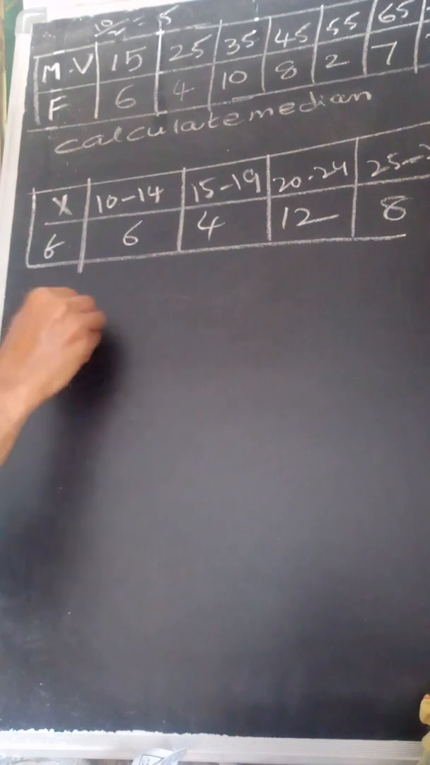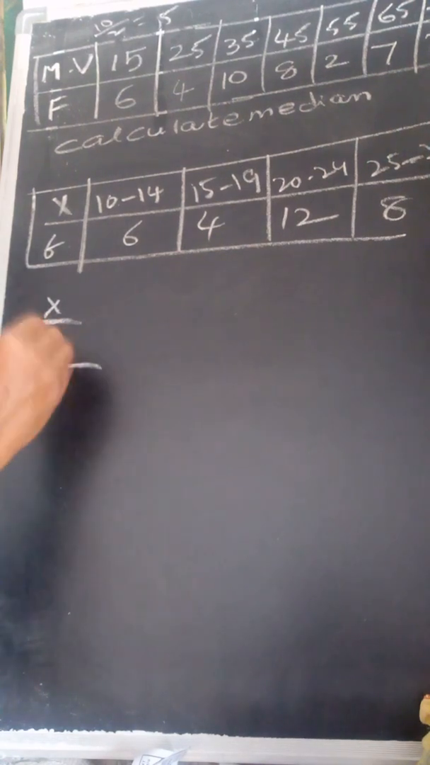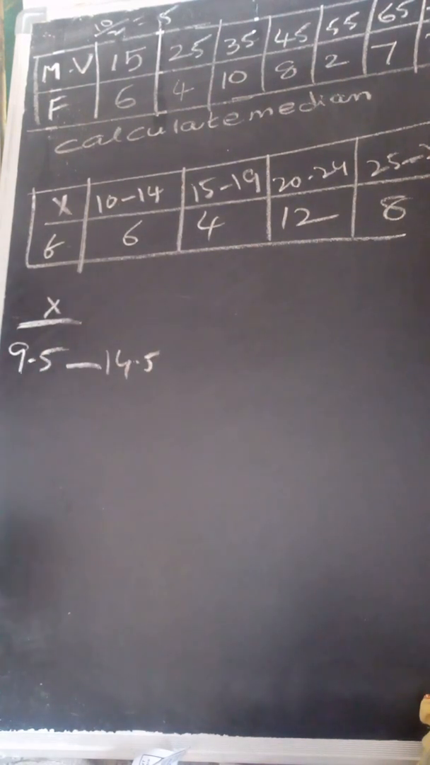This will be converted into an exclusive series. Why? Because the upper limit should be the lower limit of the next one, but here it is not happening. So in such a case, what you have to do is subtract 0.5 from the lower limit and add 0.5 to the upper limit. 10 minus 0.5 means 9.5. Then 14 plus 0.5, how much are you going to get? 14.5.